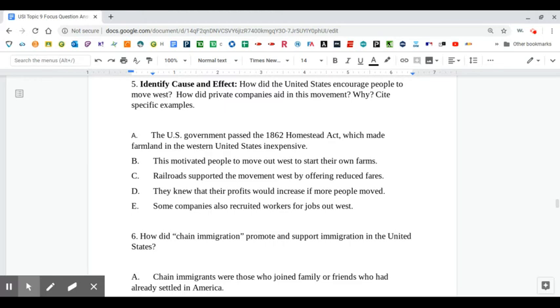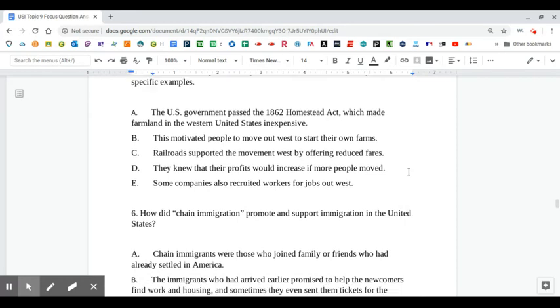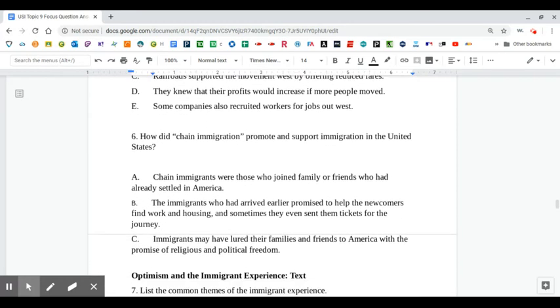Railroads supported this movement as we began to construct the transcontinental railroad across the United States. Farming communities and towns began to spring up near the construction of the railroads. They knew that the profits would increase. The more people west, the more their profits would increase. Many companies, too, began to recruit workers for jobs out west, which really helped to motivate people to go out west.